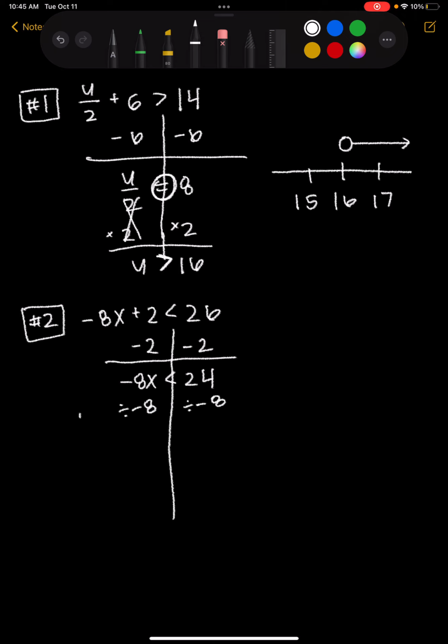And this should kind of be like a clue. Oh, we divided by a negative number. So when we divide by a negative number, that inequality goes and flips the other way.